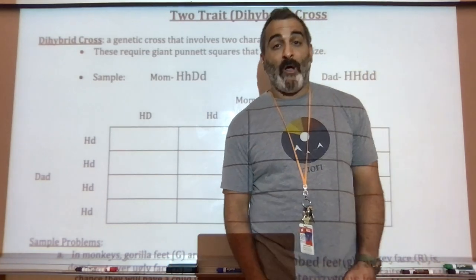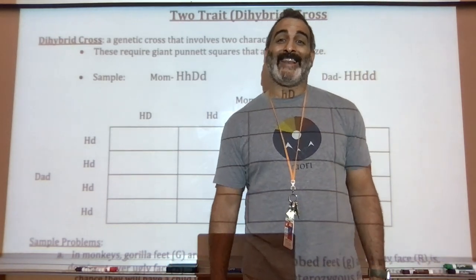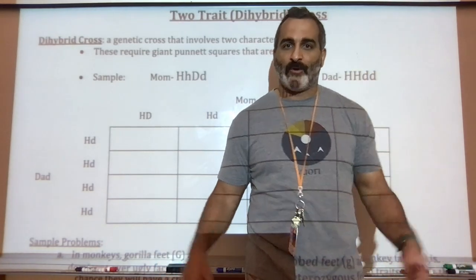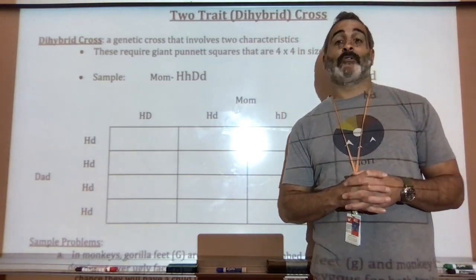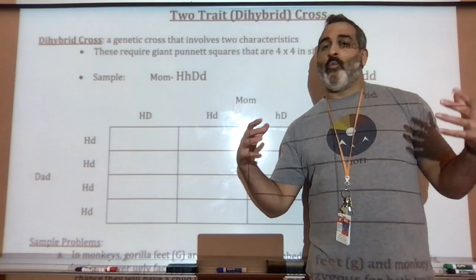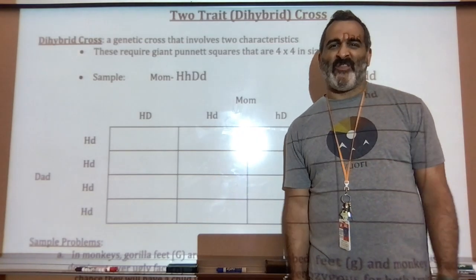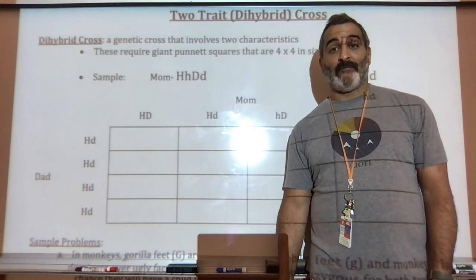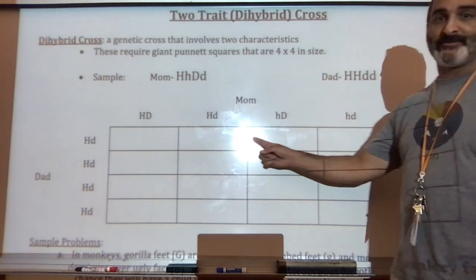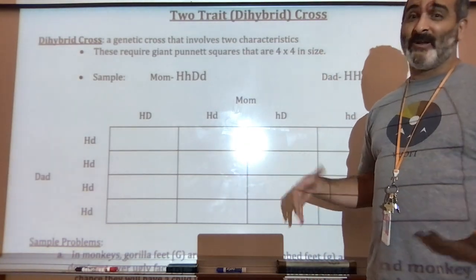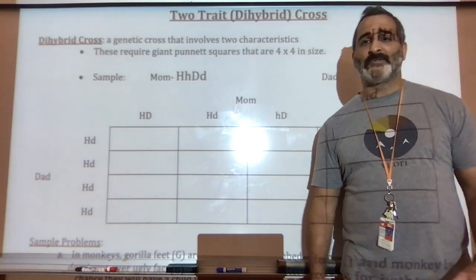Hello, everybody. Welcome to the genetics lecture video on how to do what are called two-trait or dihybrid crosses, okay? What is a dihybrid cross? Well, these are genetics crosses where you have larger Punnett squares, way bigger, and I know there's a glare right in the middle, so I'm going to work around it. It's the only way to do these kinds of problems.